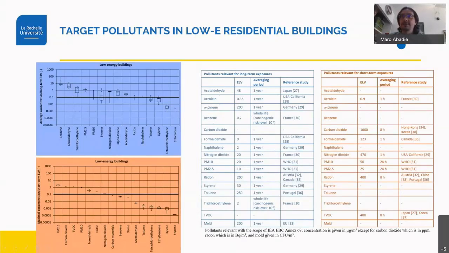It's a list of about 16 pollutants. In fact, with this methodology, we were able to identify only 14 pollutants. We added acrolein because we know that there are some problems in residential buildings with acrolein, but we didn't have any data for new ones. So we added it, even if we didn't have data from the methodology. And we also added mold because of the lack of data on new buildings, just to be sure to include every relevant pollutant in our problem.